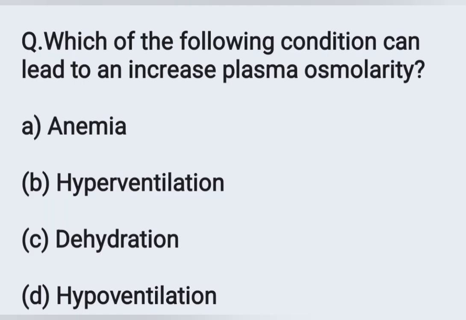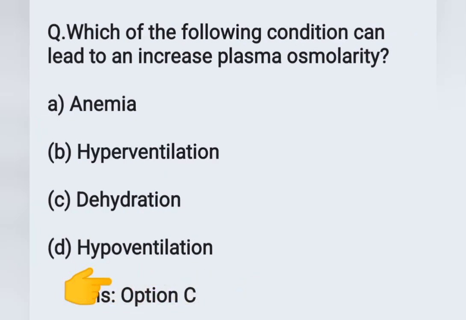And the next question is, which of the following conditions can lead to an increase in plasma osmolarity? Options. Option A, anemia. Option B, hyperventilation. Option C, dehydration. Option D, hypoventilation. Our question is, which condition can cause increased plasma osmolarity? When our body is not getting an adequate amount of water, or there is decreased water content in the body, it causes increased plasma osmolarity. So that is dehydration. Option C is the correct answer. Move on to the next question.